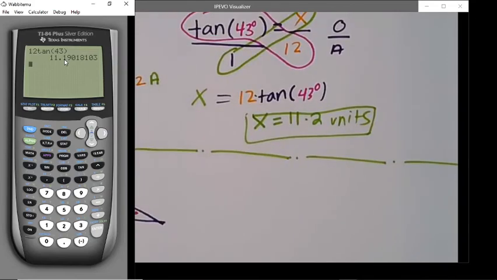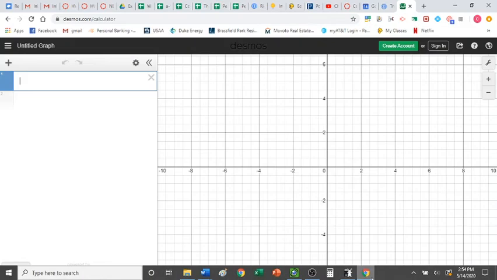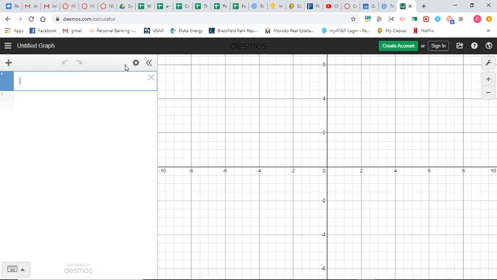Okay, I'm also going to show you how to type this into Desmos real quickly. Go to desmos.com and you literally just type it in. So it's 12 tangent 43. But like on your graphing calculator, you need to make sure that Desmos is in degrees and not radians. How you do it on Desmos.com, you click on this little wrench thing. That's the settings.